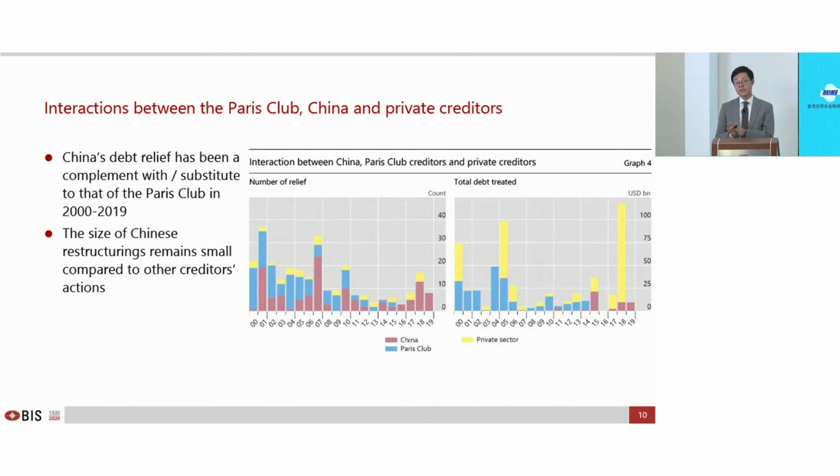However, after 2015, you see that the blue bars, in terms of the number of treatments, have basically disappeared from the scene. So China has more or less substituted for the Paris Club as an important debt relief provider for the developing world. However, once again, if you look at the size, it's a slightly different story, because the size of debt treatments provided by China remains relatively small compared to other types of creditors like the Paris Club and private creditors.